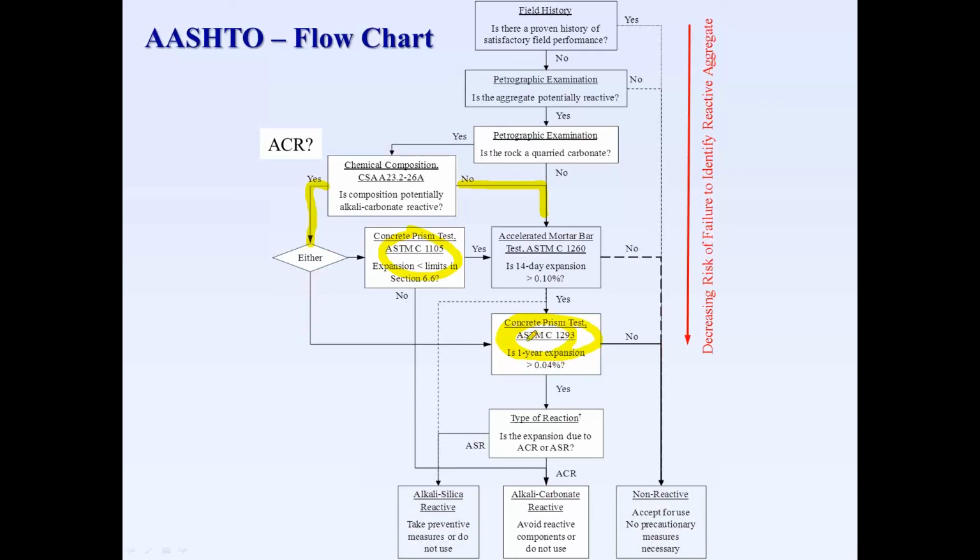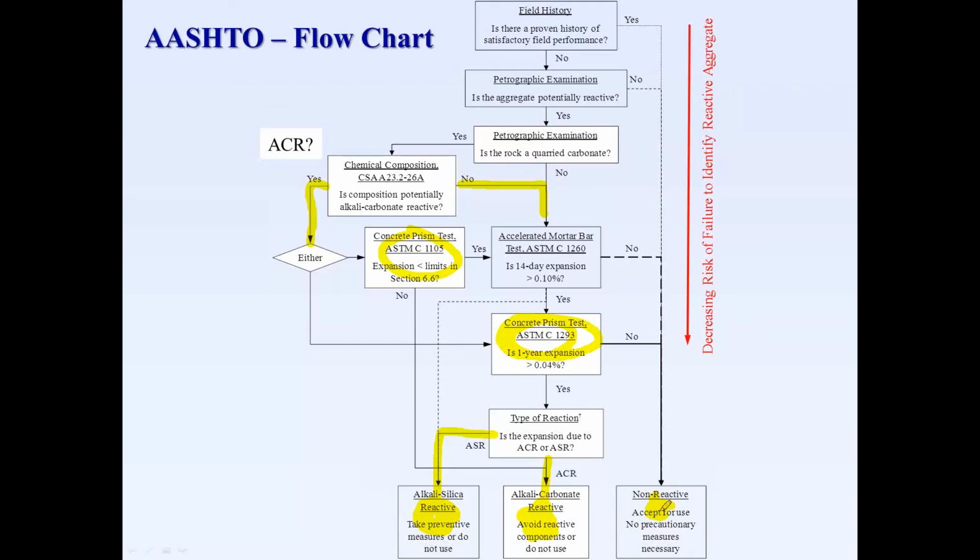If we decide not to use this test, but we use the concrete prism test, if it expands in this test, we don't know whether the expansion was caused by ACR or ASR, and we have to do a forensic evaluation of the prism after the test to determine if it was ACR or ASR. And if it was ACR, we're going to basically reject the aggregate. If we decide it was ASR, we're going to allow the aggregate, provided we use preventive measures. Of course, if it passes any one of these tests, then we're going to accept the aggregate.